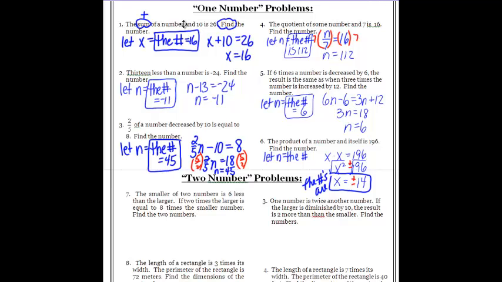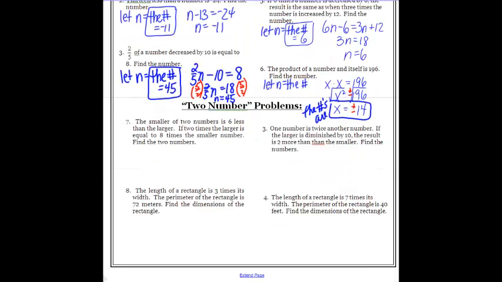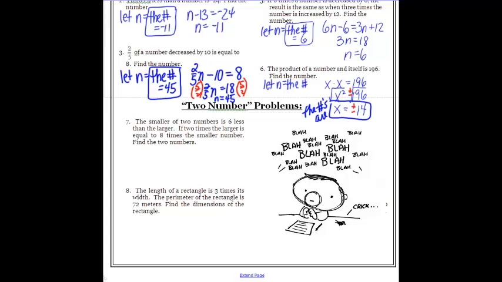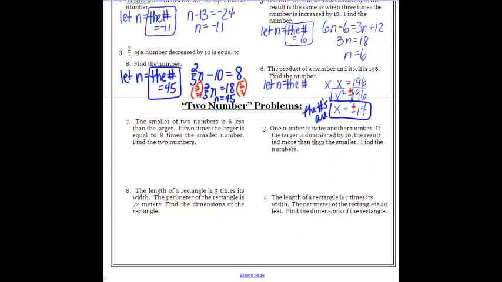Let's take a look at two number problems. The smaller of two numbers is 6 less than the larger. If 2 times the larger is equal to 8 times the smaller, find the two numbers. Again, here I have to find the two numbers. I can set it up with the smaller number as x or the larger number as x. Usually we pick the number or item that we know the least about. I know the smaller is 6 less than the larger, so I let x equal the larger number.